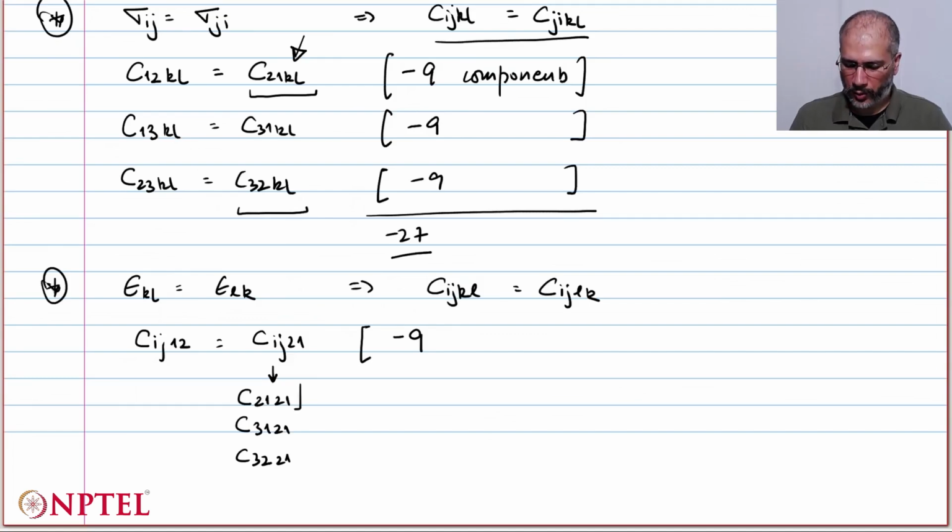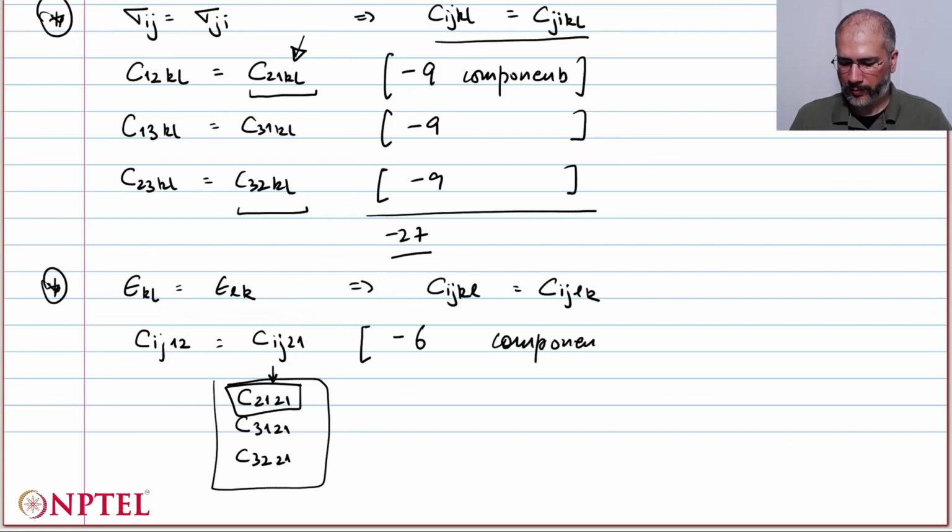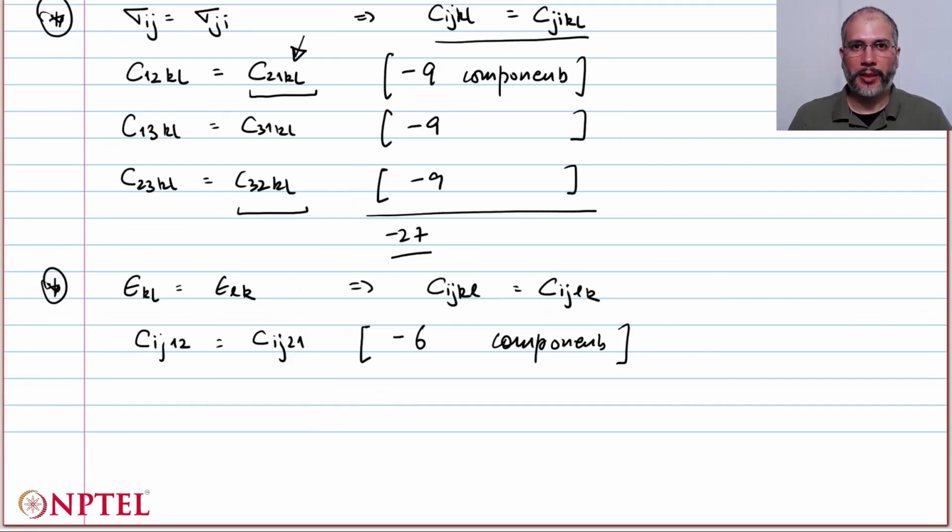So C2121 is also one of those. So basically what we see is that since we already have discounted these 3, effectively we are left with minus 6 components because of the symmetry of the strain tensor. So by that logic, we have a total of, again, minus 6 times 3, that's a minus 18 components.